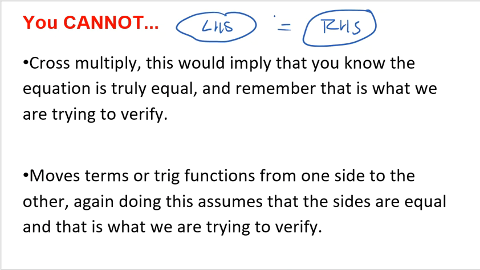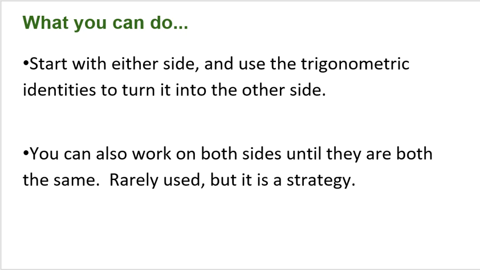So at no point can you cross multiply. At no point can you say, oh, I'm going to move this +1 to the other side by subtracting 1. No, you can't do that. You have to leave the sides alone. So what can you do? Well, you could start with either side, but then you have to stick to that side until it matches the other side.